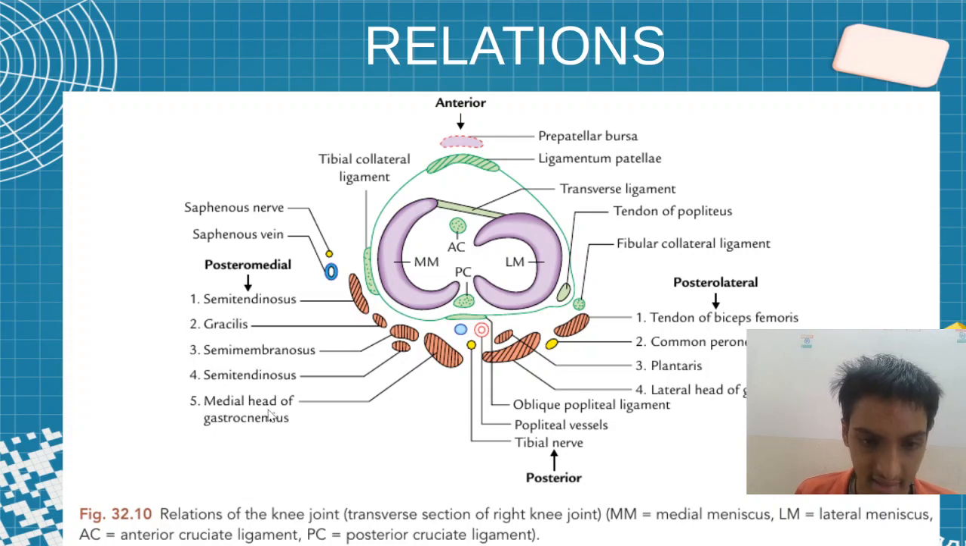Then gracilis, and on both sides, posteromedial and lateral, the respective heads of the gastrocnemius. In the posterior, we have the popliteal vessels, the tibial nerve, and the oblique popliteal ligament. Posterolaterally, we are finding the plantaris, the fibular nerve, and the biceps femoris with the FCL and the popliteal tendon. These are the relations.